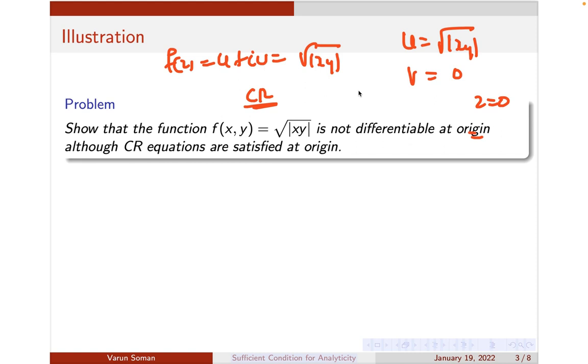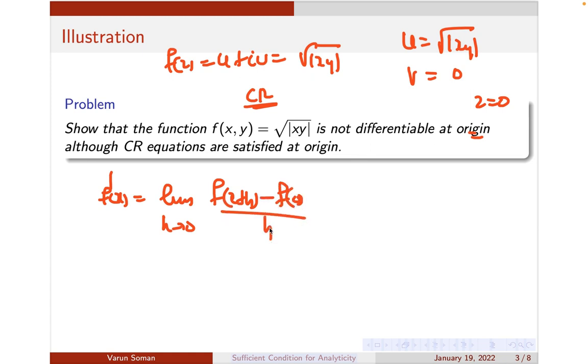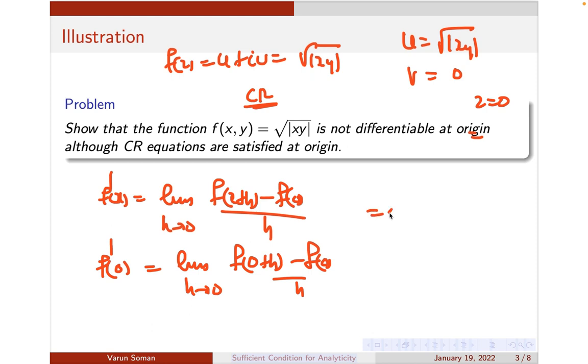Before we apply the derivative formula, I hope you know what we mean by derivative. You have studied in the lower classes that f dash of x is equal to limit h tends to 0 of f of x plus h minus f of x by h. There are many definitions of derivative, but this is the basic definition. Now what happens if x is at the origin? f dash of 0 becomes limit h tends to 0 of f of 0 plus h minus f of 0 by h, or simply limit h tends to 0 of f of h minus f of 0 by h.